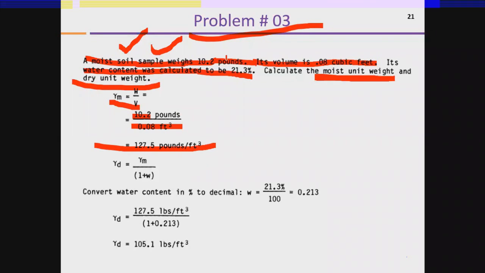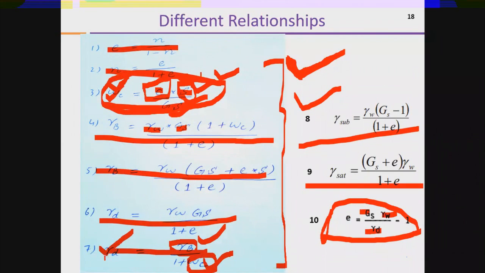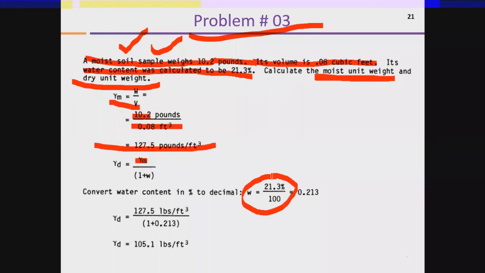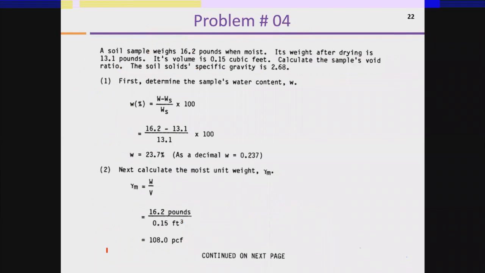Now, if you are interested in converting this moist unit weight into dry unit weight, then which formula will you use? You will use formula number 7. Gamma D is equal to gamma B divided by 1 plus water content. If you are interested in converting the percent water content to a decimal, then just divide it by 100. So gamma D after this will be equal to 105.1 pounds per cubic feet. Okay, guys, this is how you convert the wet unit weight of the soil system into dry unit weight. Numerical number 4.